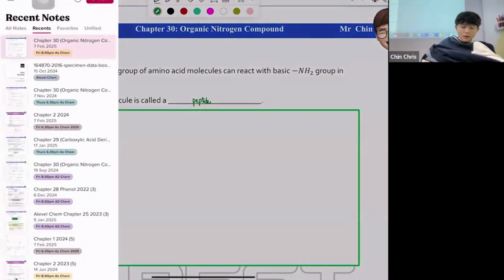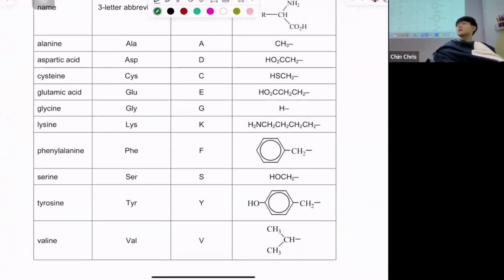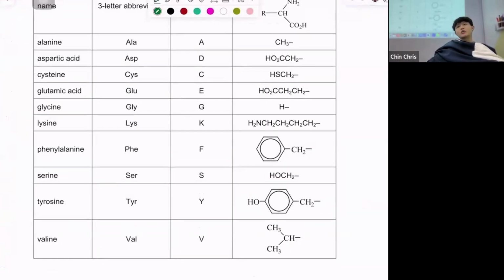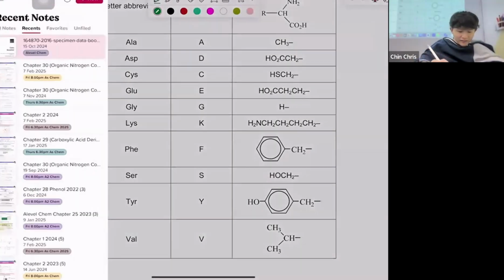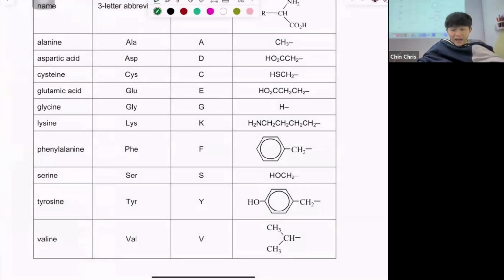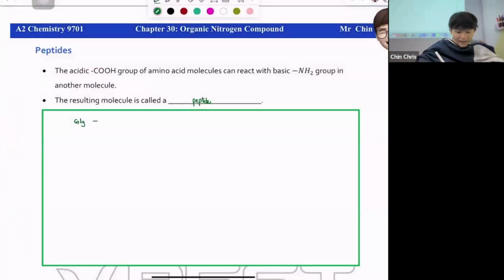Alright, guys, I want you to choose two amino acids for me. Go, pick two amino acids, any. Glycine. And I put a glycine and an alanine. Ala. Okay, Gly-Ala. Alright, guys, let's draw a Gly-Ala. So glycine plus alanine.